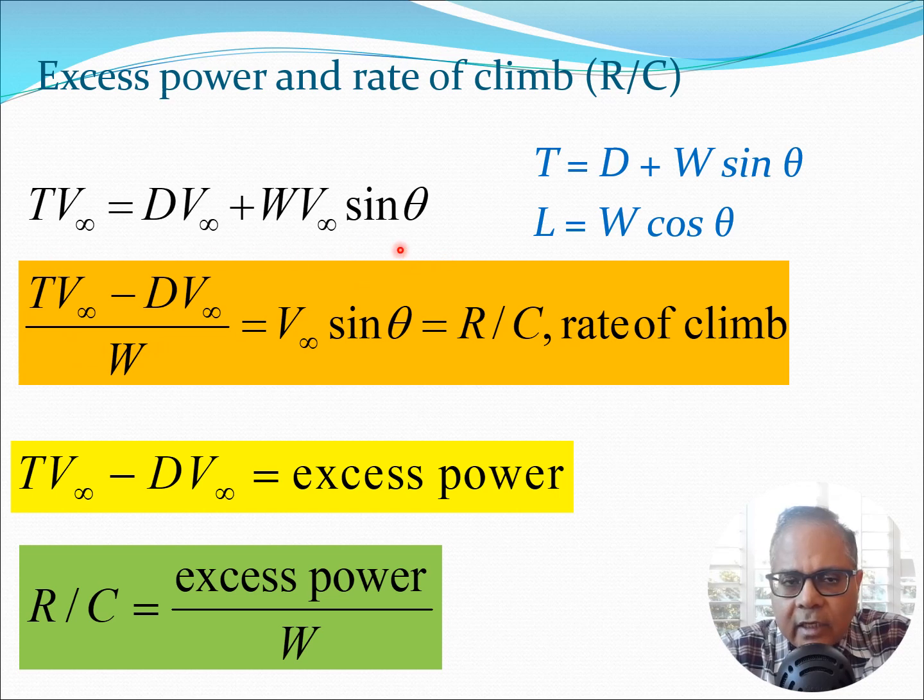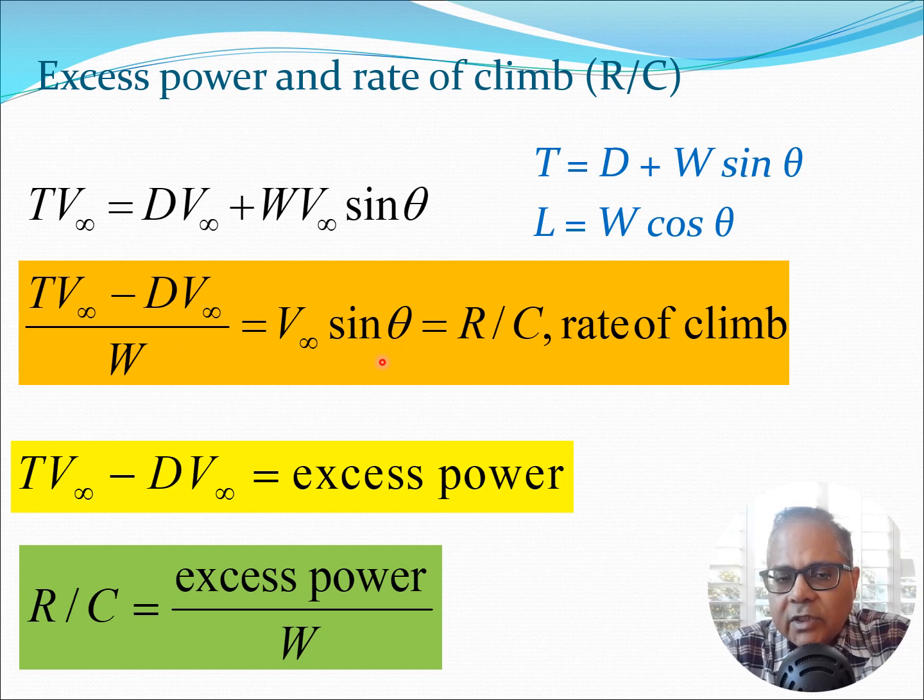So this is the equation multiplied throughout by velocity, and then what I do is that I divide this equation by W. So I can write the term TV infinity minus DV infinity divided by W equals V sine theta. So all I have done is I have rewritten this equation from the force balance in this form. So why did I write it in this form? The aim of writing it in this form is that I have expressed it in the form of rate of climb.